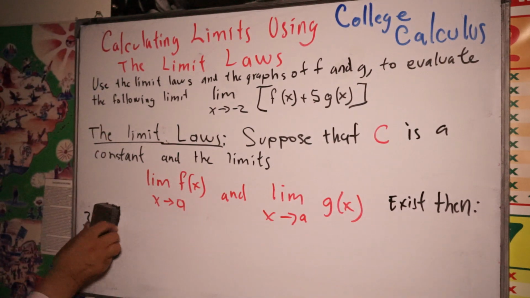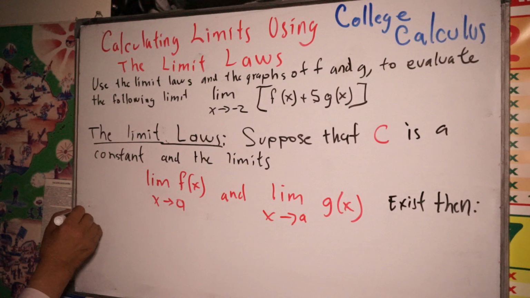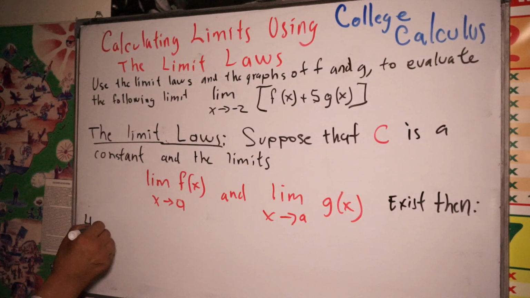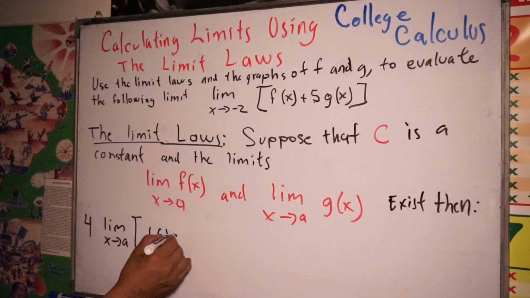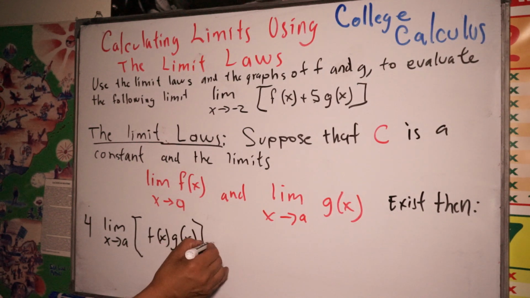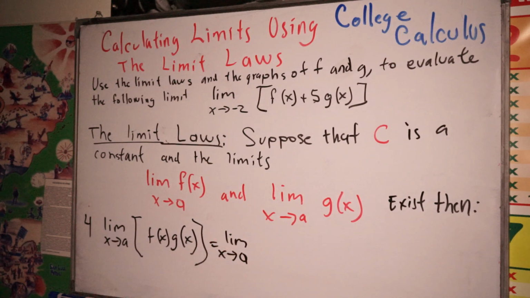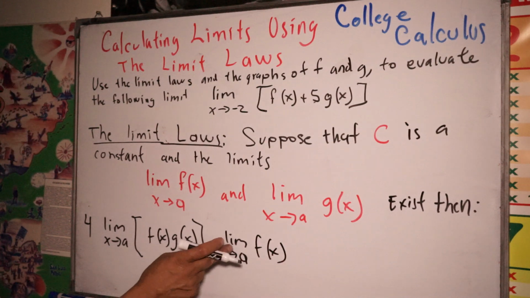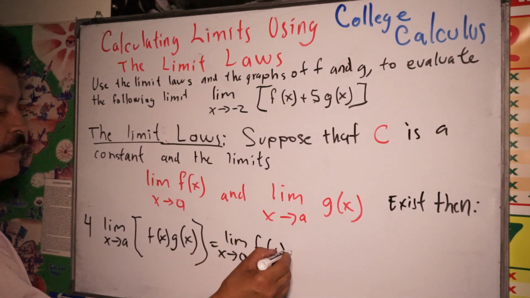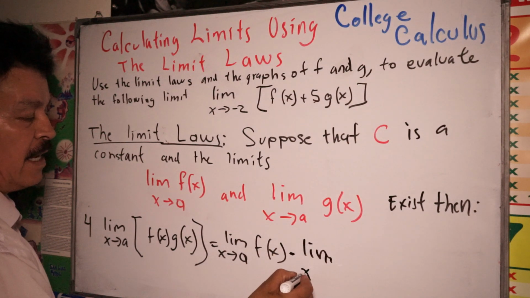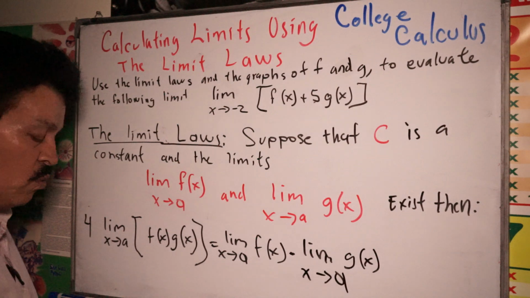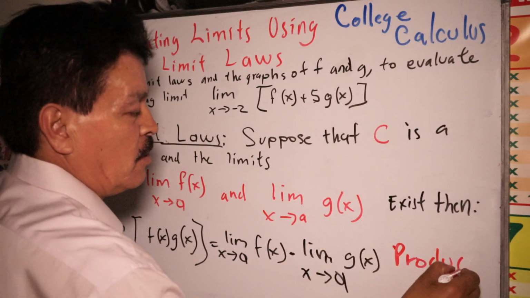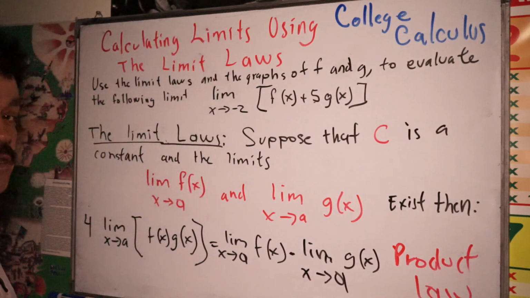Number 4. The limit as x approaches a of f of x times g of x equals the limit of f of x as x approaches a times the limit of g of x as x approaches a. This is the product law.